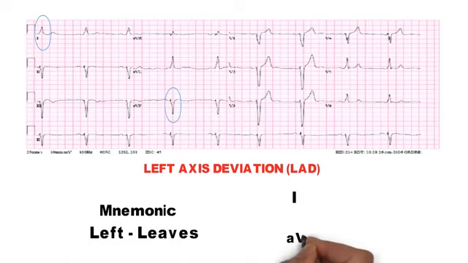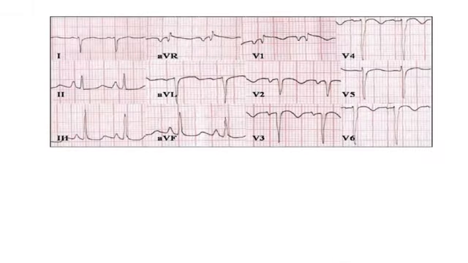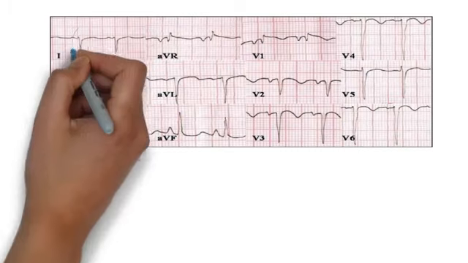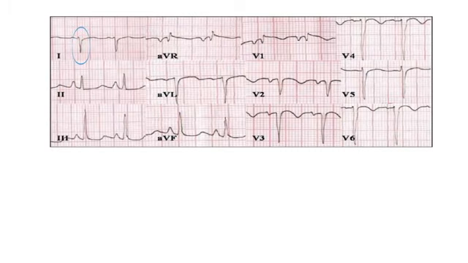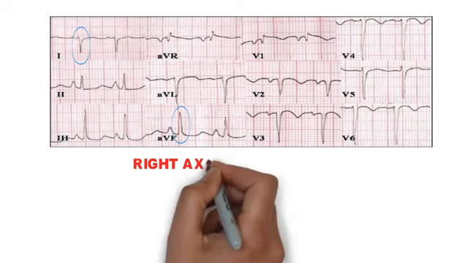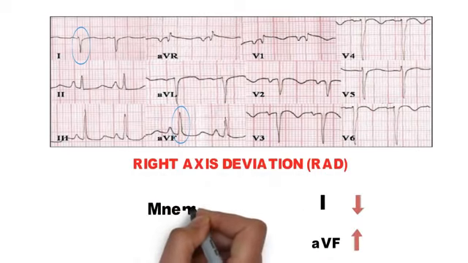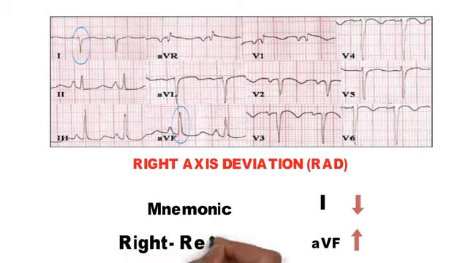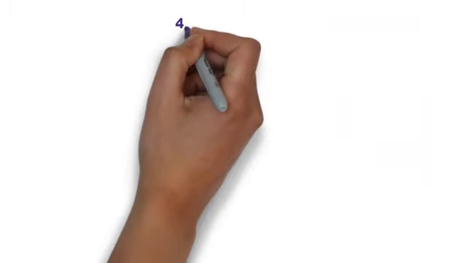Where net deflection in lead 1 and AVF are in opposite directions, as if they are leaving. Whereas in this ECG, net QRS is negative in lead 1 and positive in AVF. So this is a right axis deviation, and you can remember this by a mnemonic: right returns.